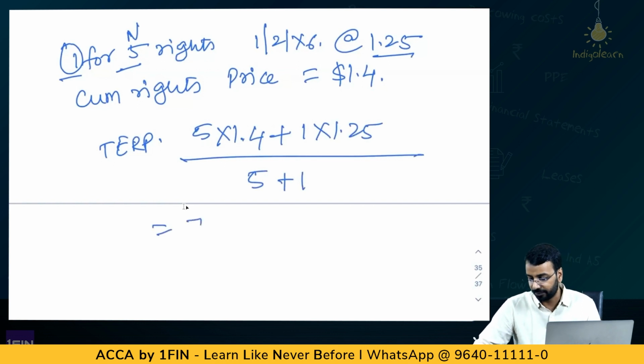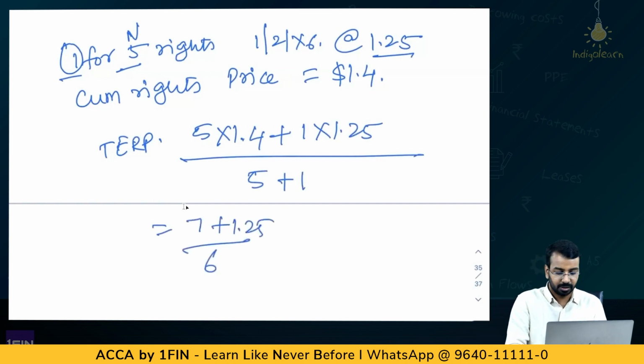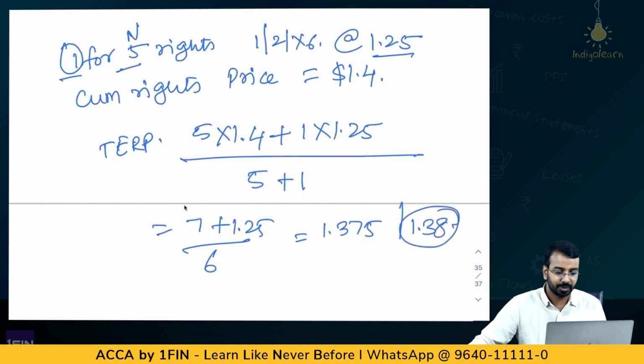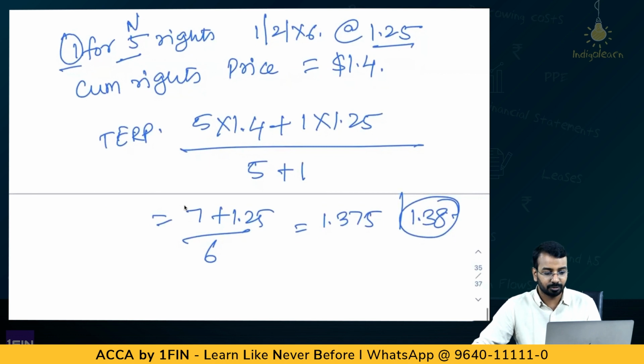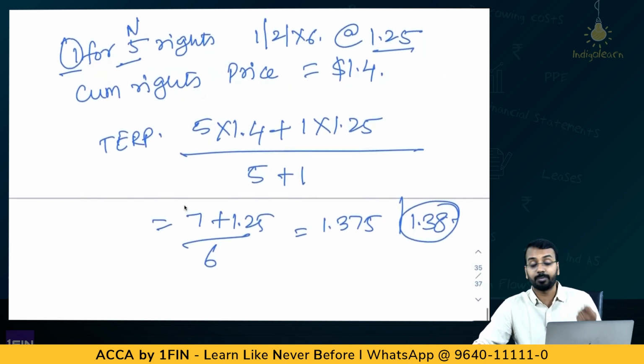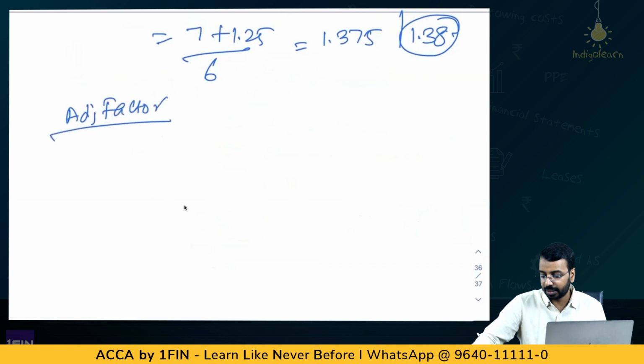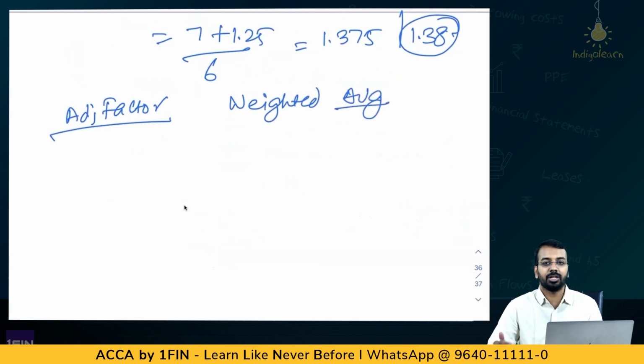So, 1.4 into 5, 7 plus 1.25 divided by 6. So, 8.25 divided by 6, if you do, you get 1.375 or 1.38. This is the theoretical ex-rights price. Now, when you have the theoretical ex-rights price, the next thing that you have to do is to calculate the bonus or the adjustment factor for the previous period. Now, here previous period fraction is not given. So that adjustment factor you can ignore as well, but we still need the adjustment factor for calculating weighted average shares. Okay, to calculate weighted average shares, we need the rights adjustment factor.